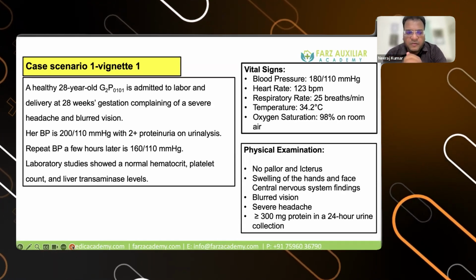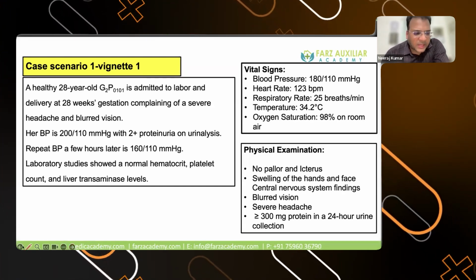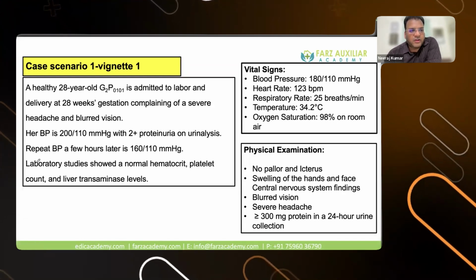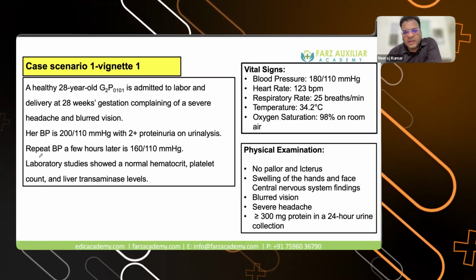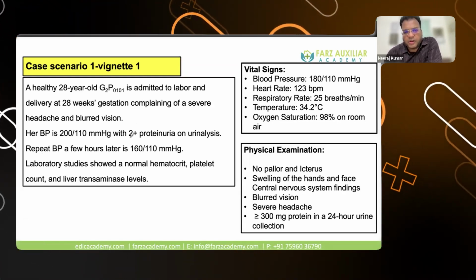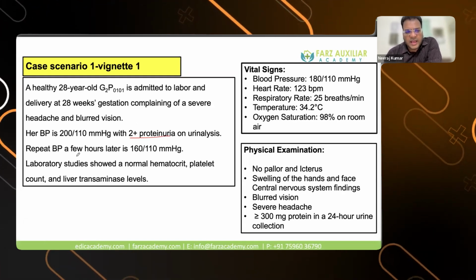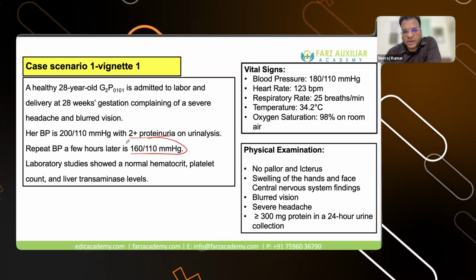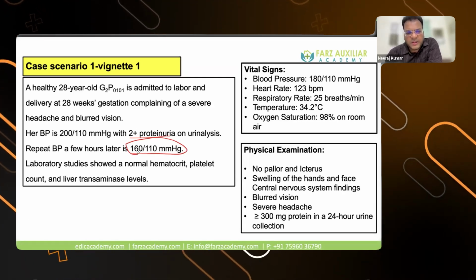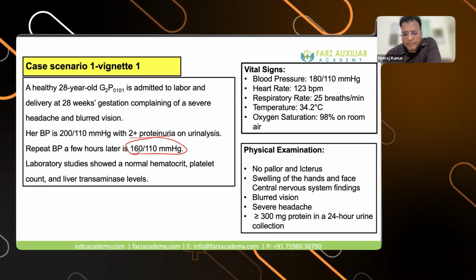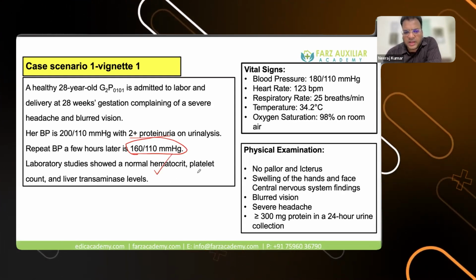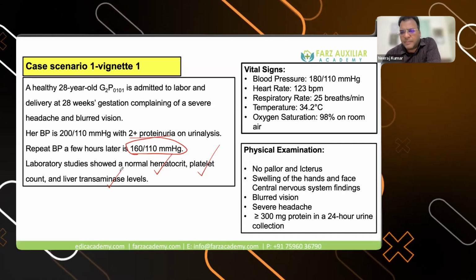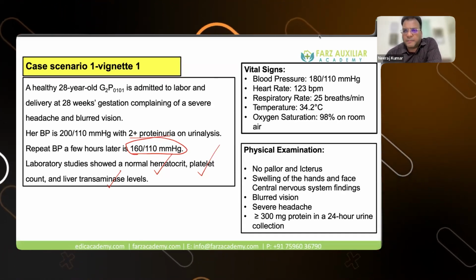These are the two important findings that this patient is having. Then her blood pressure was in a range of 200 by 110 with 2 plus proteinuria on urine analysis. The repeat blood pressure was taken and it was showing 160 by 110. The lab parameters showed a normal hematocrit, a normal platelet count, and a normal liver transaminase level. So all those lab parameters were almost normal.